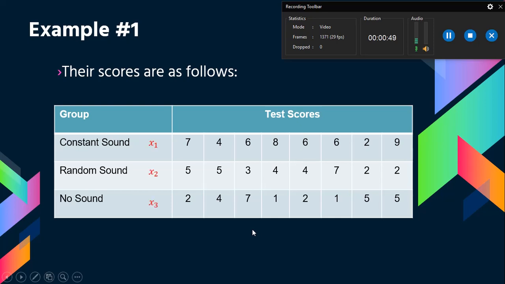And I'm going to label each of my different types of sound with a variable. So constant sound is group 1, random sound is group 2, and no sound is group 3. I would take a minute at this point and put the data into your iPad so that we can run the ANOVA.